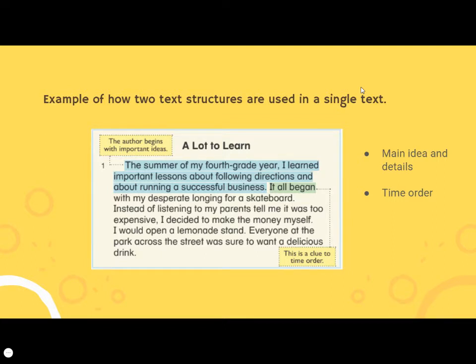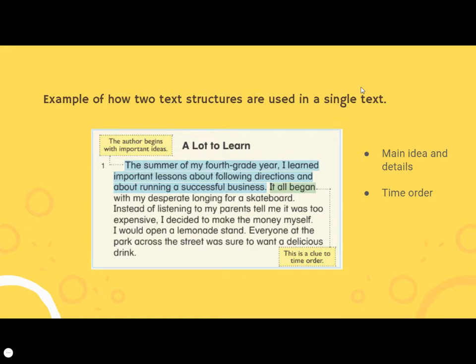From A Lot to Learn. The summer of my 4th grade year, I learned important lessons about following directions and about running a successful business. It all began with my desperate longing for a skateboard. Instead of listening to my parents tell me it was too expensive, I decided to make the money myself. I would open a lemonade stand. Everyone at the park across the street was sure to want a delicious drink.